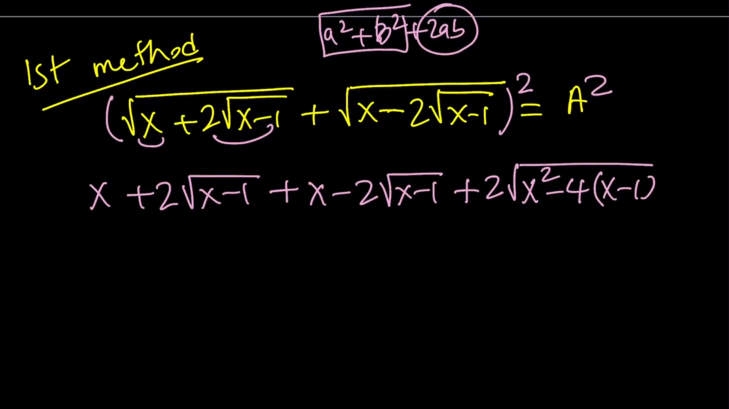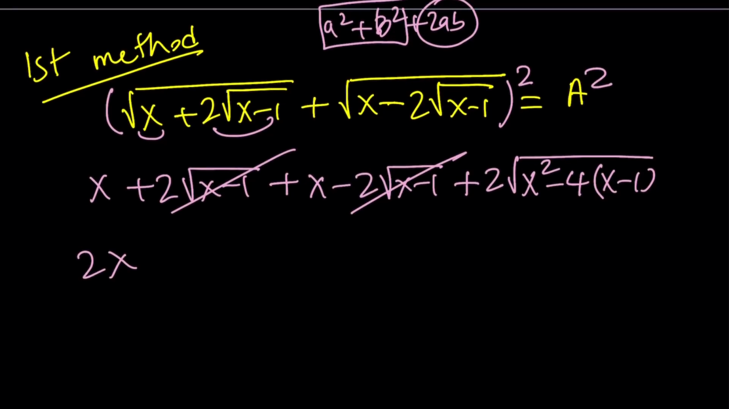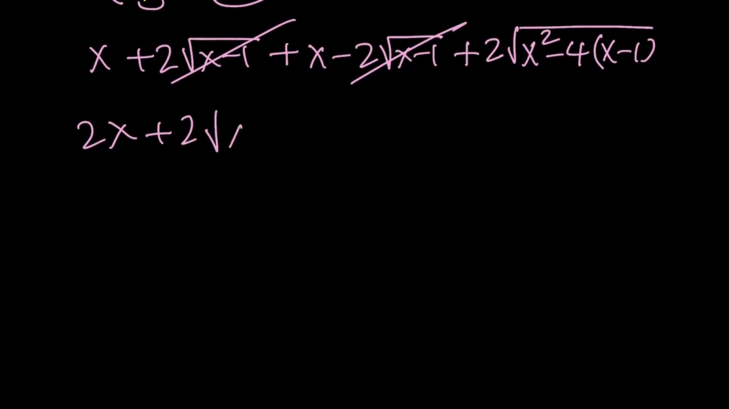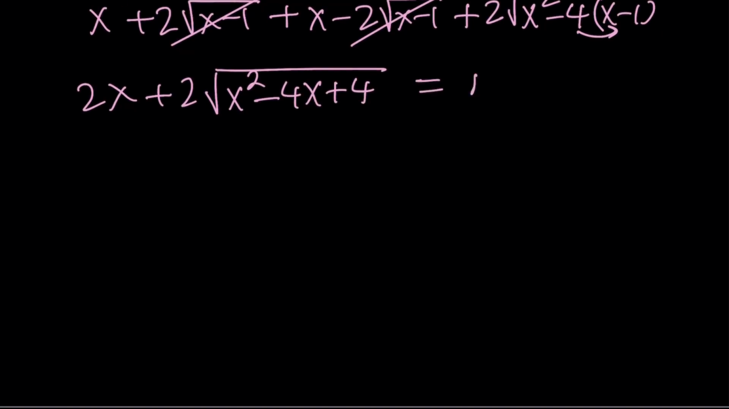Of course, when you square the radical, you're going to get rid of the radical inside the radical. So 2 times the quantity x minus 1 is going to cancel out. We'll have x plus x, which is 2x. And then 2 times, let's go ahead and expand this and see what happens. We use the distributive property, and we get x squared minus 4x plus 4. This should be familiar to you. And this equals a squared.